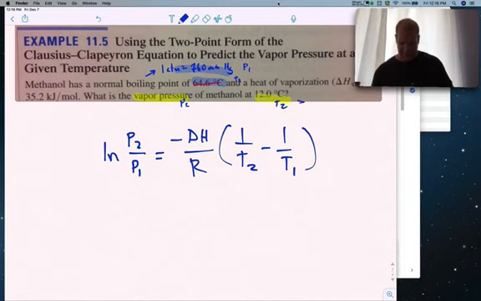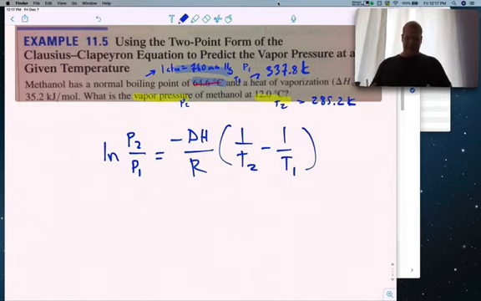So first of all, turn these to Kelvin. So 12 degrees Celsius, 12 plus 273.2, this is 285.2 Kelvin. And 64.6 plus 273.2, this is 337.8. Okay, so we're going to change those to Kelvin.